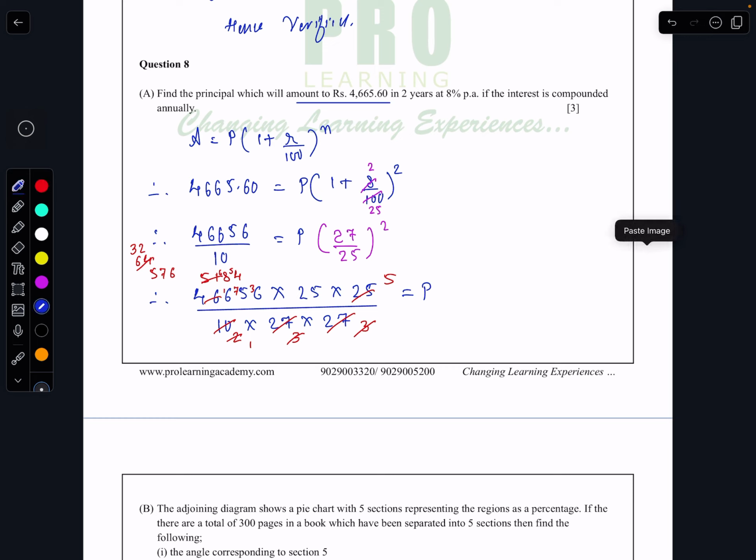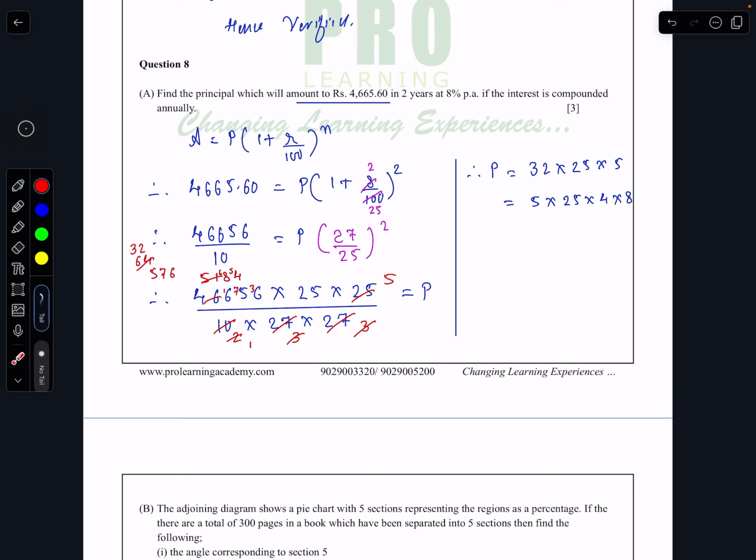So we could try an easier way of multiplying this number as well. Therefore, our P should look like 32 times 25 times 5. I'll try to make this a multiple of 100. So we know this could be written as 5 times 25 times 4 times 8. So technically what we have done is 32 is written as 8 times 4, 25 is here, these are just the same. But we realize that this number 25 times 4 could be written as 100.